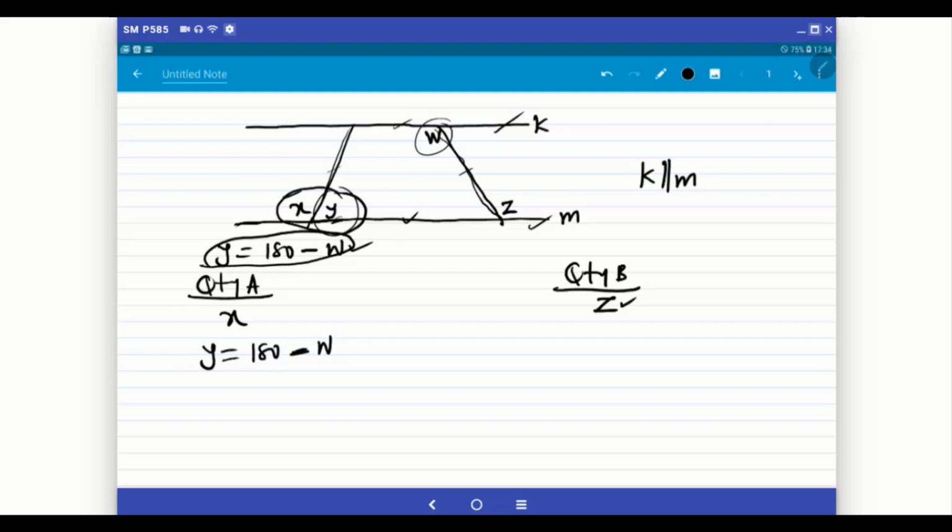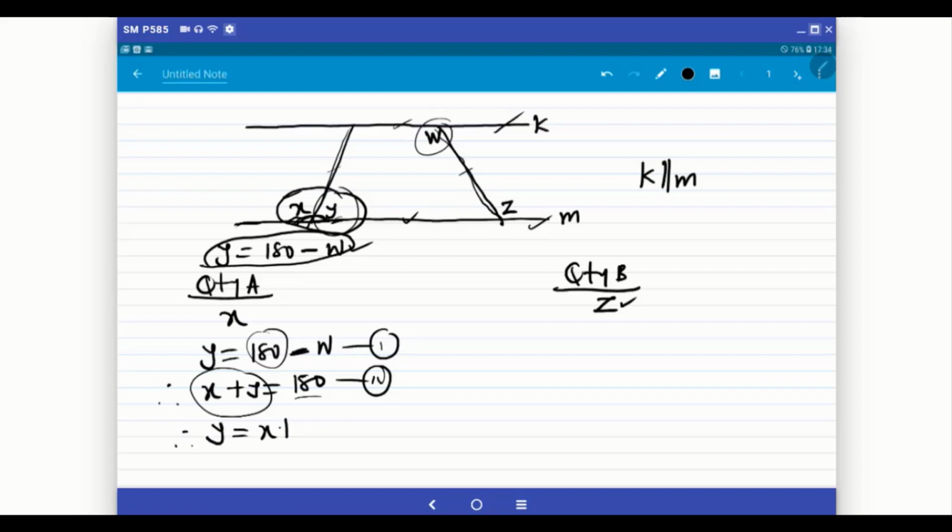Now, what can we do? Let's take Y with X and see what we can produce. If you look at Y and X together, they make angles on a straight line. So it means X plus Y must be equal to 180. Therefore, I have two equations here. What we need to do is see how we can connect these two equations together. In place of 180 here, I will put X plus Y, since X plus Y is 180.